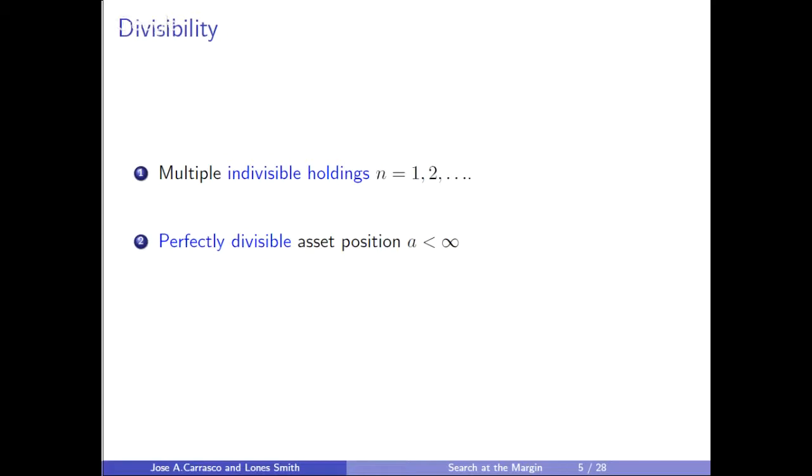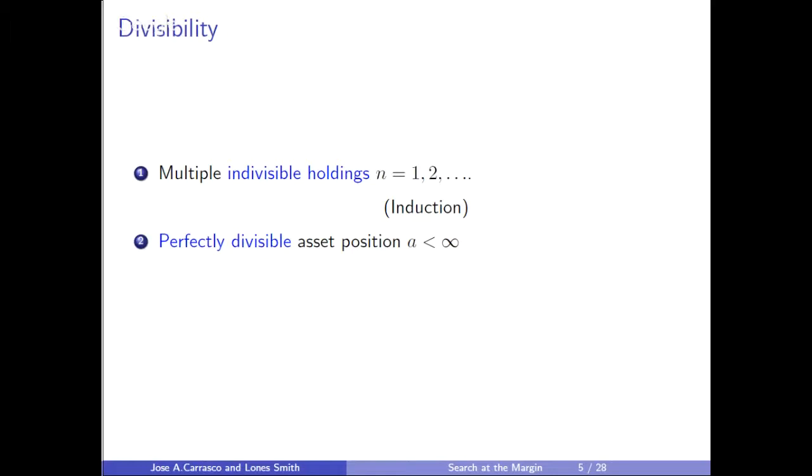In particular, we divide the paper into two sections. The first is when the asset is divisible into integer units. So I hold one house, two houses, three houses. Another alternative: if you hold a large parcel, you might want to sell 1/3, 1/2, 80%, so it's perfectly divisible. In the remaining part of the talk, I'm first going to explain the multiple indivisible holdings case, and then show how that model extends to perfectly divisible. Again, the focus is behavior.